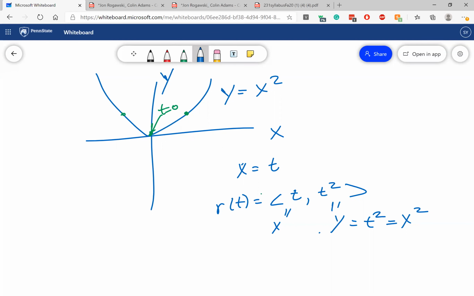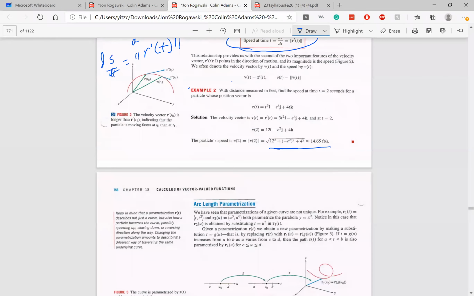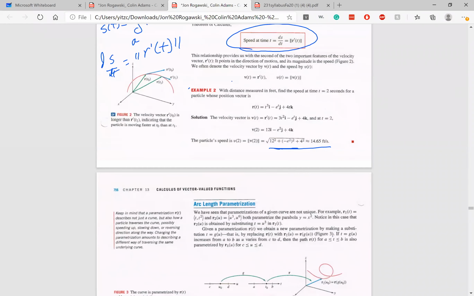You can now take t to, let's say, be equal to u cubed. And then we will get r of t equal to u cubed, u to the 6th, and so on. So different curves can be parameterized differently. And that's the next topic. So first let me explain what I just said.